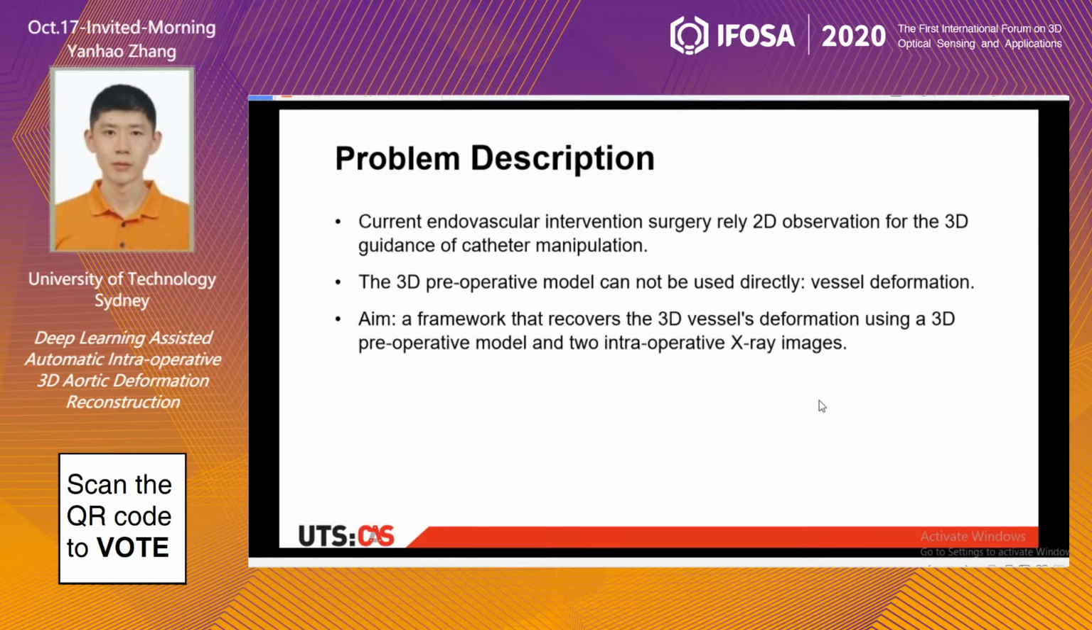First of all is the background story. Current interventions rely on 2D observation for 3D patient guidance. At the same time, a 3D preoperative model is available, but it cannot be used directly because the vessel deforms if you put a catheter in the vessel. The aim of our work is to provide a framework that recovers the vessel's 3D deformation using a preoperative model and two intraoperative X-ray images.